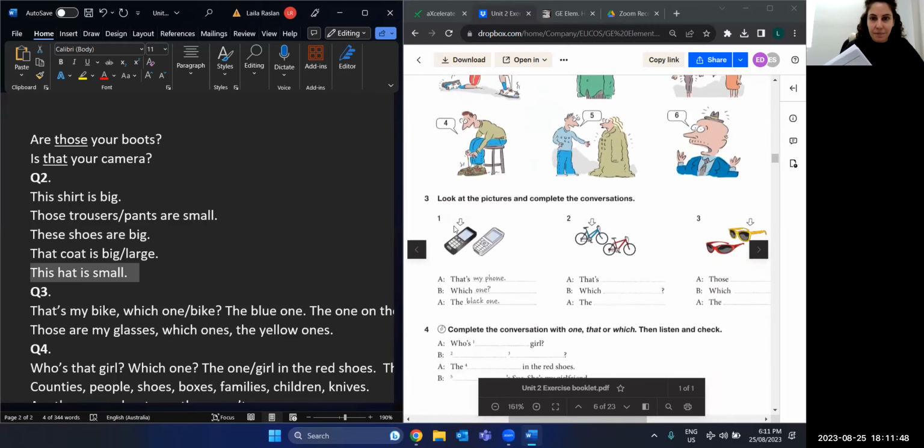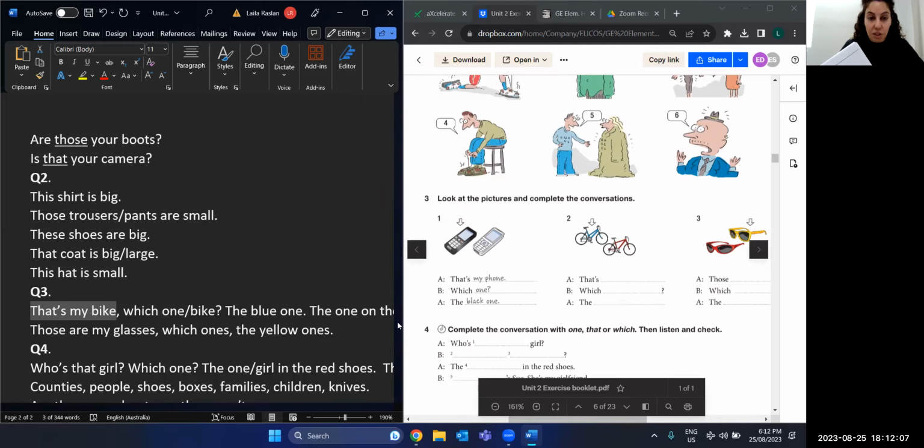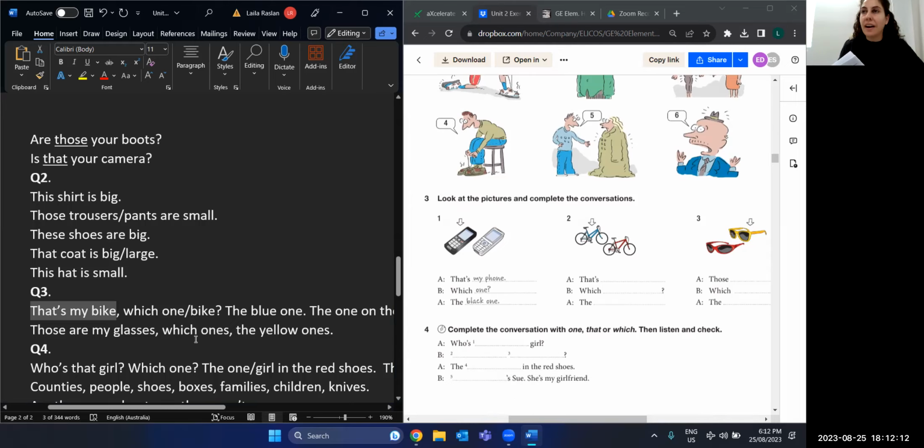Okay, number 3, that's my phone. Which one? The black one. Let's try and copy that same way. So that's my bike. Which one? Because you remember the word one replaces the noun. So we don't want to keep repeating which bike, that bike, the blue bike, the yellow bike. So we don't want to repeat the noun, the object. So we say which one? The blue one. Yep, so that's this one.